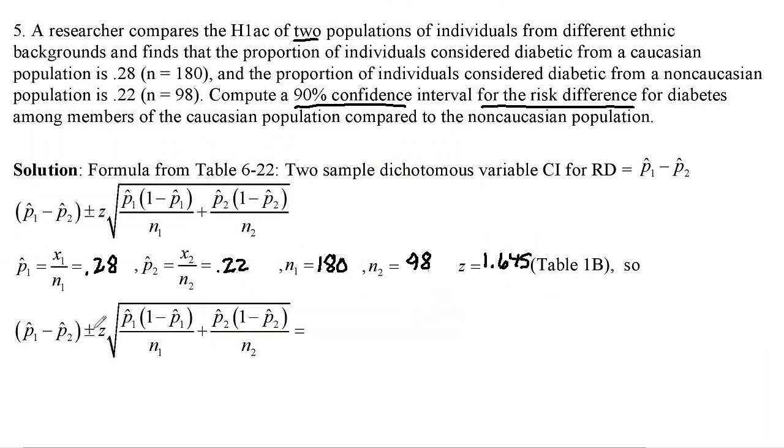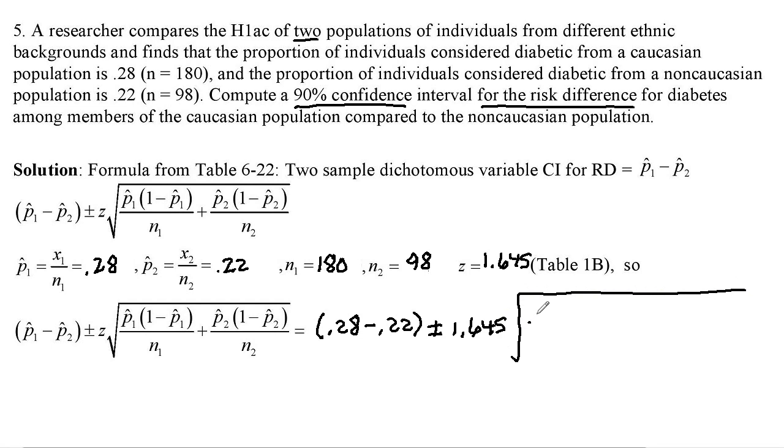And so now we go ahead and do our plug-ins here. So the difference of the two proportions goes out in front. So 0.28 minus 0.22 plus or minus that z-value of 1.645. And then a bunch of stuff under that square root. So we've got that 0.28 is P1, and then 1 minus 0.28. Divide that by the first sample size, which is the 180. And then do the same thing for the second population. So that success probability was 0.22, and failure would be 1 minus 0.22. And we're dividing by sample size, which was 98.